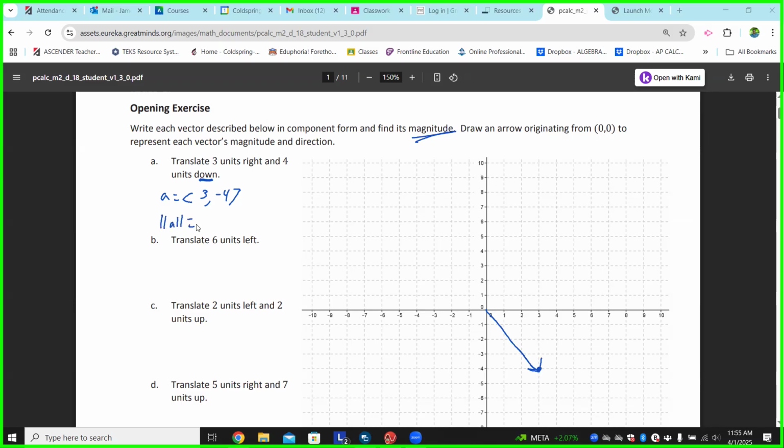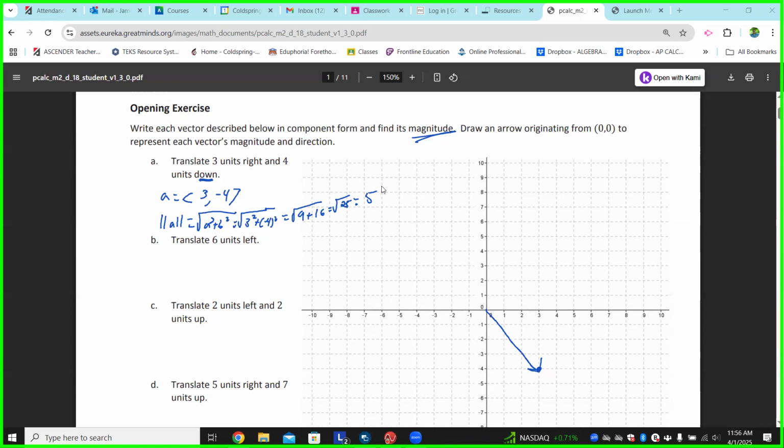How do I find magnitude? Good. The square root of a squared plus b squared. So in this case, this would be 3 squared plus -4 squared. 3 squared is 9. -4 squared is 16. 9 plus 16 is 25. Square root of 25. There you go. Questions on how to produce a vector, how to graph a vector, or how to find the magnitude of a vector?